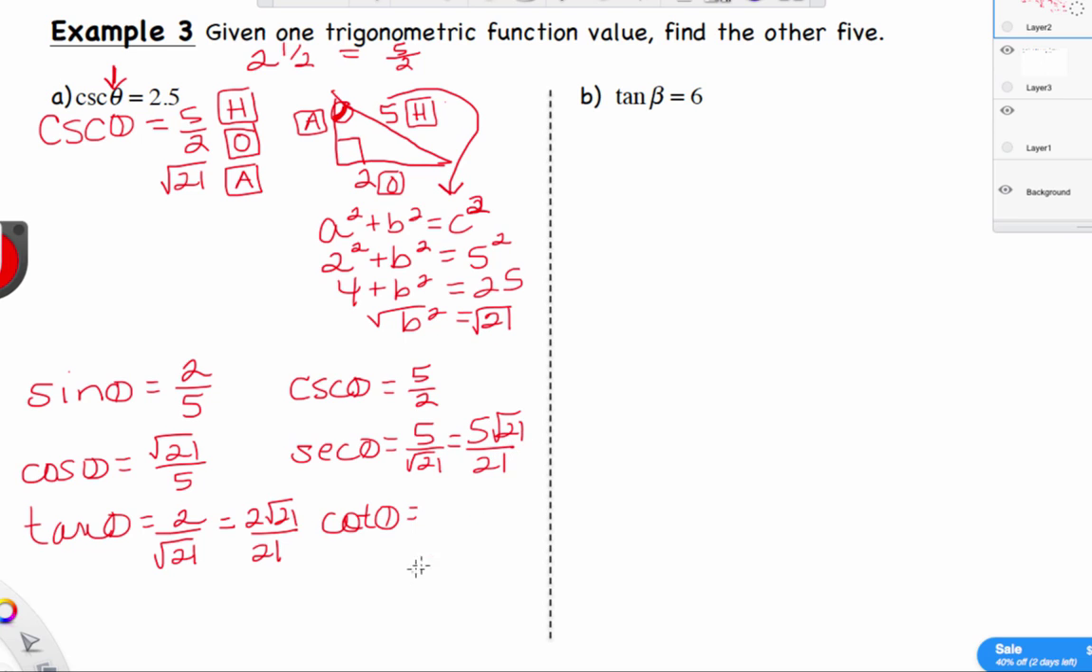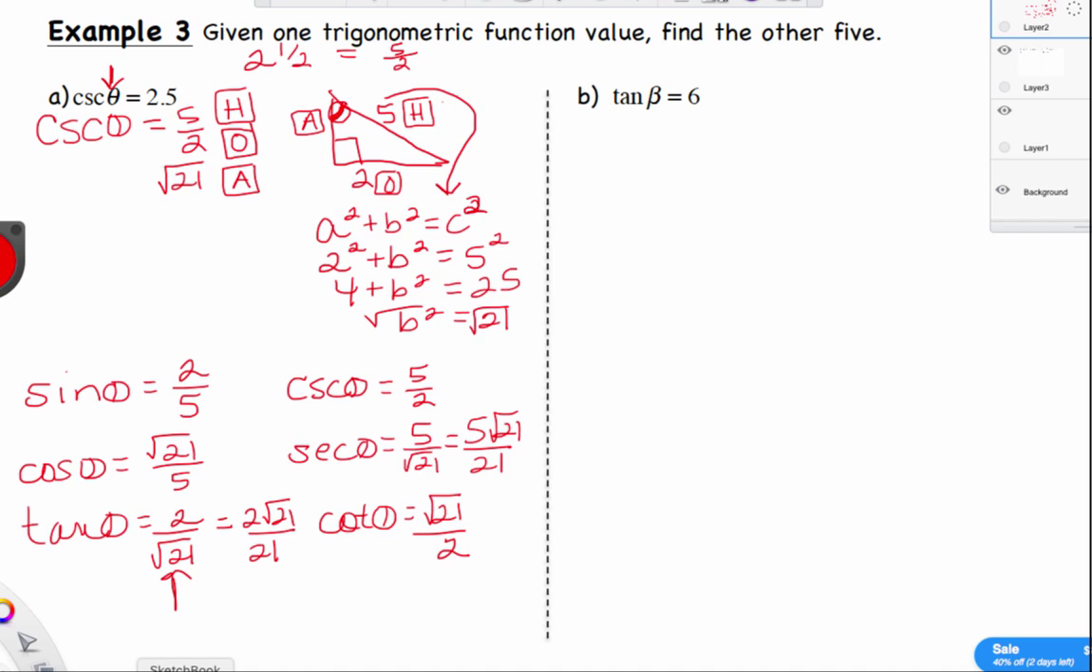And then finally we have cotangent, which is just going to be the reciprocal of tangent. I'm going to flip the original one this time because it's easier than flipping the final answer here, the simplified version. The simplified version actually looks more complicated. So I'm going to take that original 2 over root 21 and then write root 21 over 2. Sometimes it is easier to use the original numbers, and sometimes it's easier to flip and use the simplified version. It just depends on the problem.